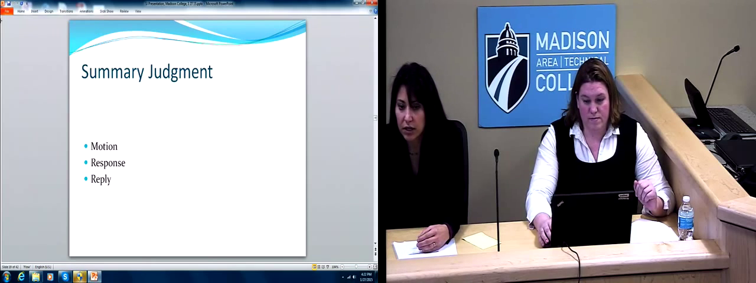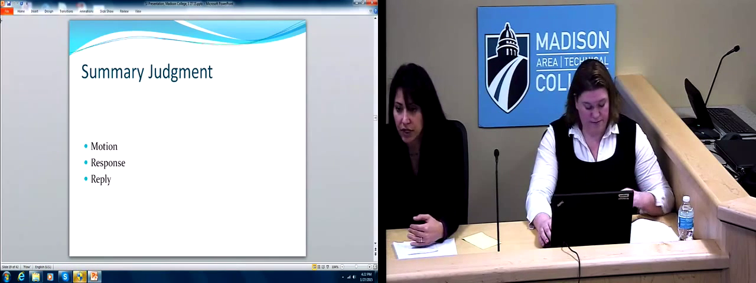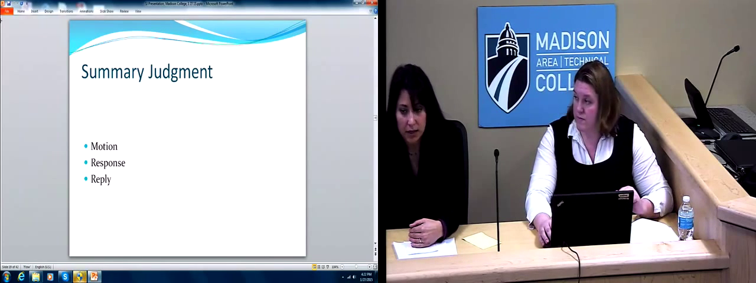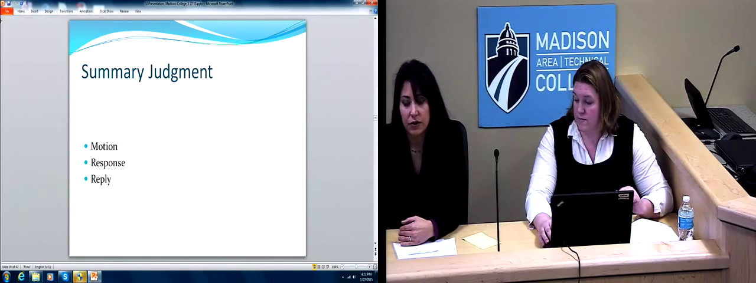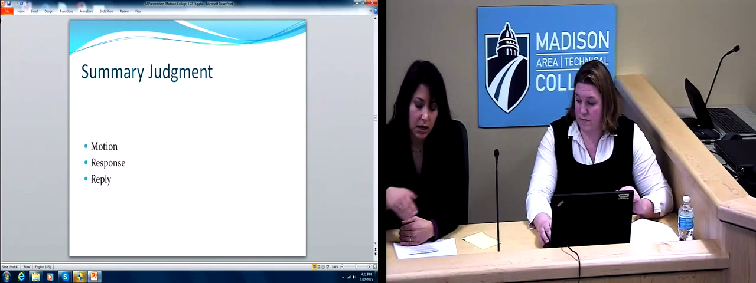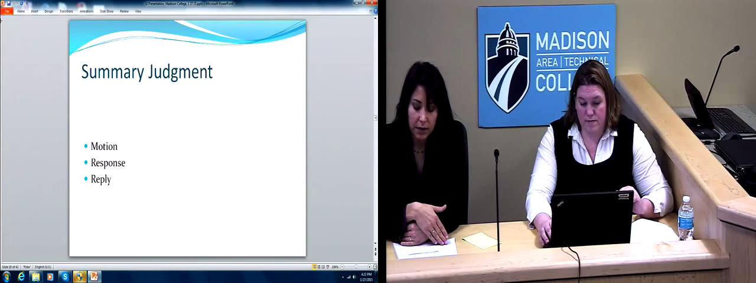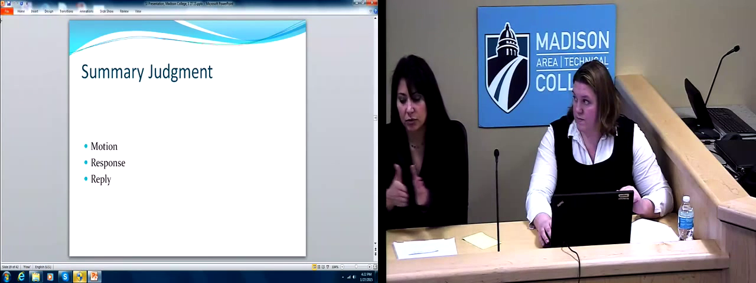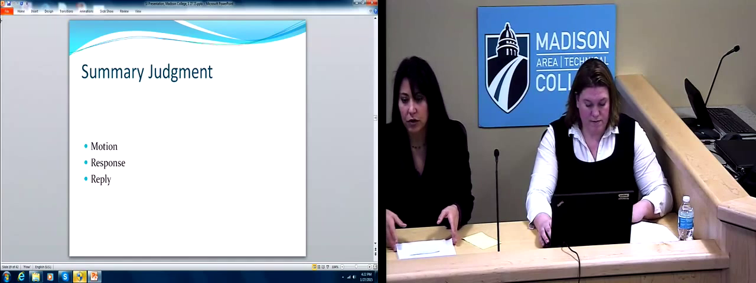Depending what court you're in, you'll have either 21 days or 30 days or another predetermined amount of time for a response. And then after the opposing party files a response, the moving party gets to file a reply, usually 10 days to 2 weeks later. So summary judgment, we have these 3 dates that take place over about 2 months.